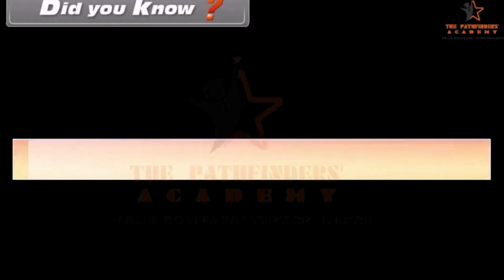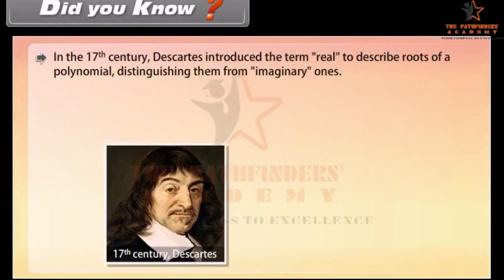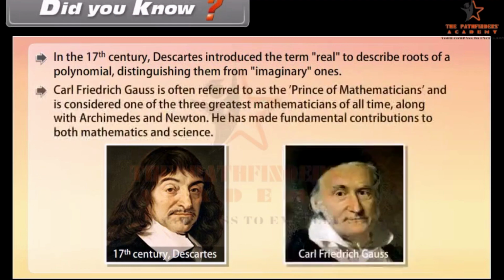Did you know? In the 17th century, Descartes introduced the term real to describe roots of polynomials, distinguishing them from imaginary ones. Carl Friedrich Gauss is often referred to as the Prince of Mathematicians and is considered one of the three greatest mathematicians of all time, along with Archimedes and Newton. He made fundamental contributions to both mathematics and science.